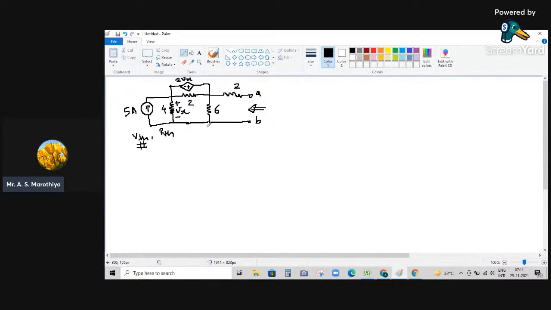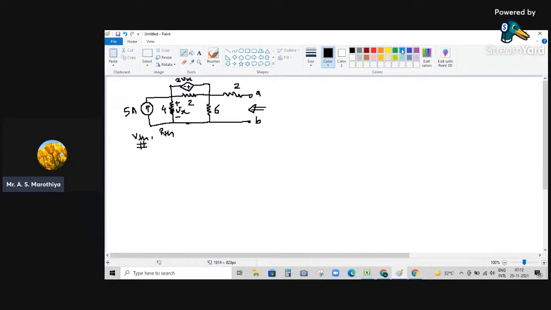need to do, first of all, we need to identify the load terminal where we need to calculate the value of VTH. So here by default it is given in the numerical that we need to find the value of VTH across terminal A and B. So these are nothing but our load terminal, and we have to find the value of voltage which is supposed to be developed across these two terminals. So how to find this?